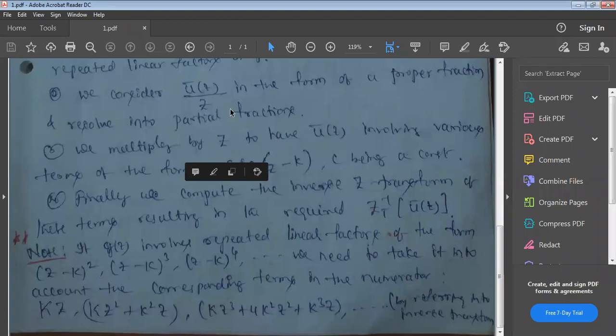You get something like some constant 2z divided by some denominator 3z by z minus 3, something like that will come. Some term in the numerator into z divided by the denominator. So that's what we have to do in the third step. The third step is just multiply z on both sides. And in the next step, we take inverse z transformation on both sides and we find what is the required answer. A simple procedure here. So this is how we can find the inverse z transformation for a problem here.